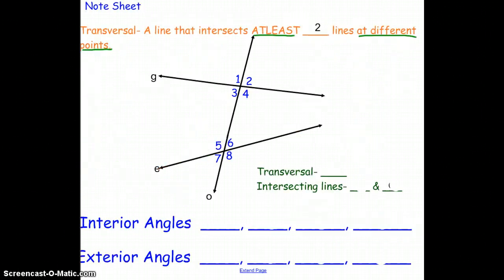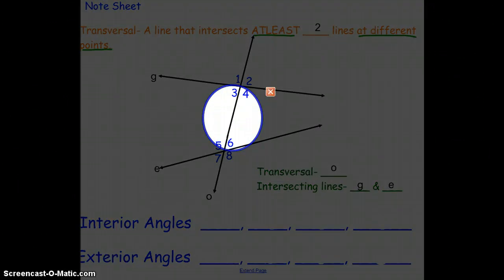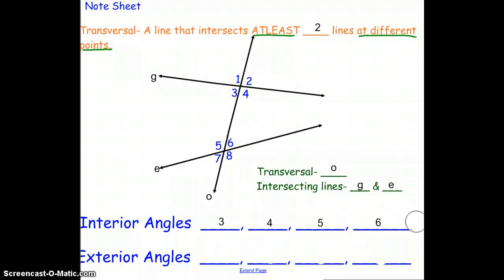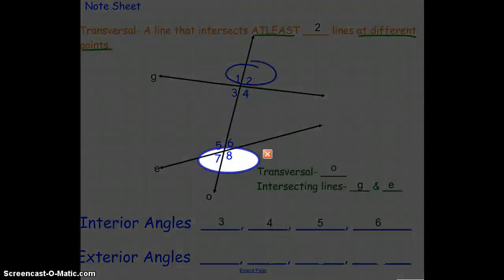Okay, let's go back to the note sheet. So, our transversal is line O, again, lowercase letters. It's intersecting lines G and E. And when we talk about the interior angles, we want to be looking at the angles that are between the two intersecting lines. So my interior angles become 3, 4, 5, and 6, while my exterior angles are those that are on the outside. 7 and 8 and 1 and 2.